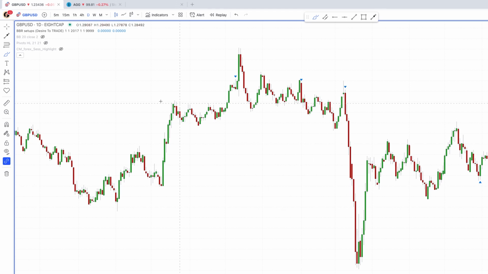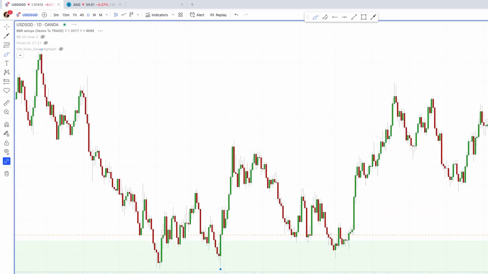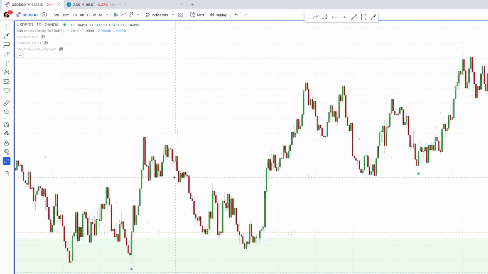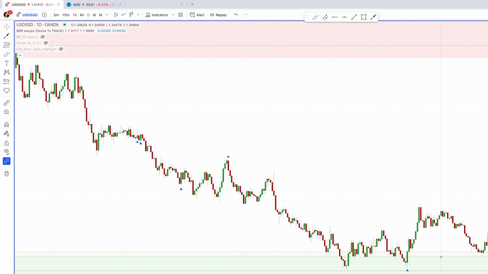So cool. Now you find different pairs. It could be based on what you've seen in the past, or the pairs you like. I myself like to use the Singapore dollar a lot because it's a very clear pair. I like the moves on this. You can see it's very clear when we're trending.